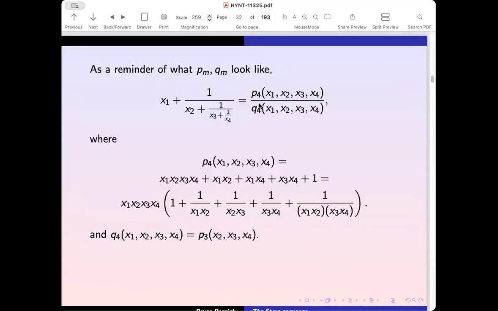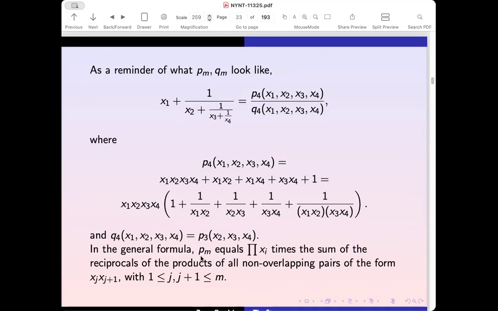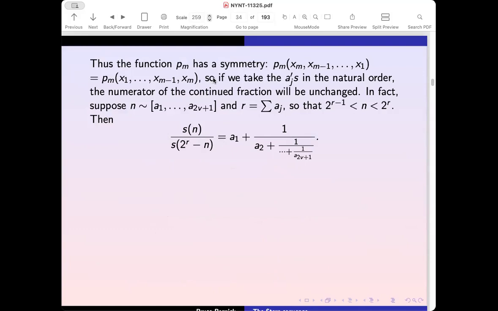And for those of you who haven't looked at continued fractions lately, I write out P4 and Q4. P4 has this expression. Q4 would be P3 of x2, x3, and x4. And in the general formula, PM is the product of all the xi's times the sum of reciprocals of the products of non-overlapping pairs, which leads to an interesting thing, because that means that PM is the same if you reverse the order of the denominators.